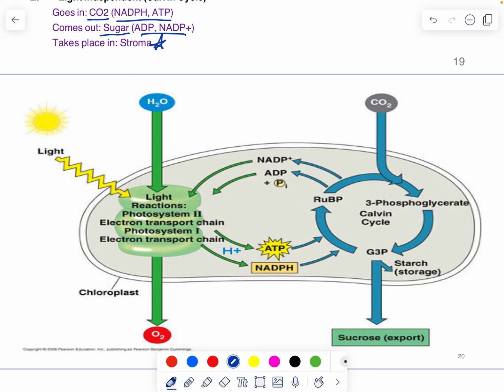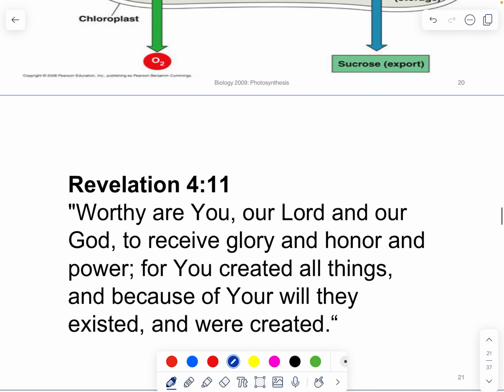So here we are in the light reactions. Notice these are the thylakoid membranes. This is water going in and oxygen being released and light happening. And CO2 is going in and sugars are released over here, okay?